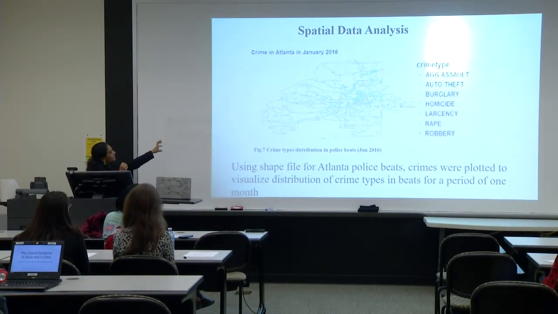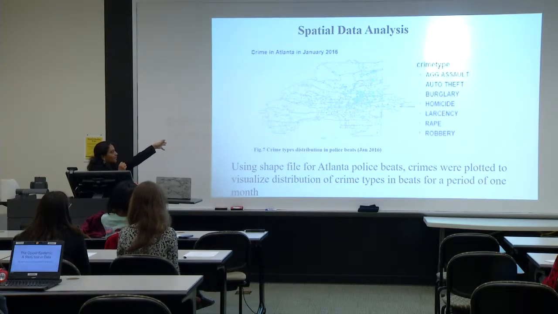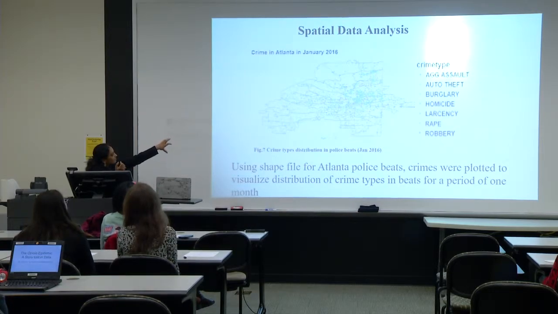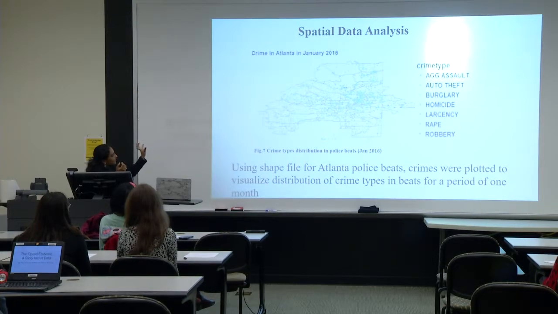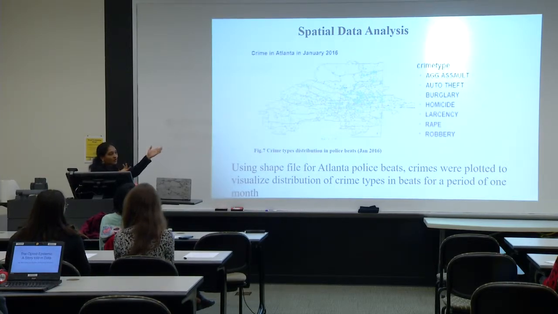So I have taken that latitude, longitude information and tried to plot it. This is called the shape file that they generally use to do any analysis. I have taken the shape file from the Atlanta City Police and tried to plot the crime incidents in 2016. I just took 1 month, because if you plot all of 2016 you cannot really see anything, and even if you take one day, you cannot really see any crime incidents. So I just took the first month.